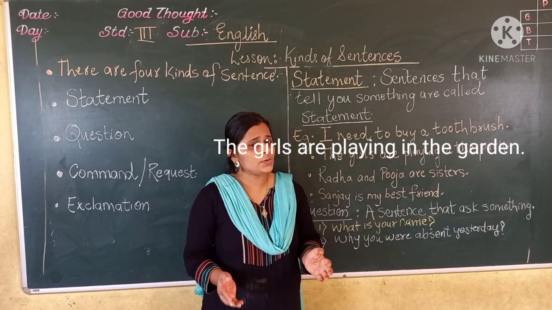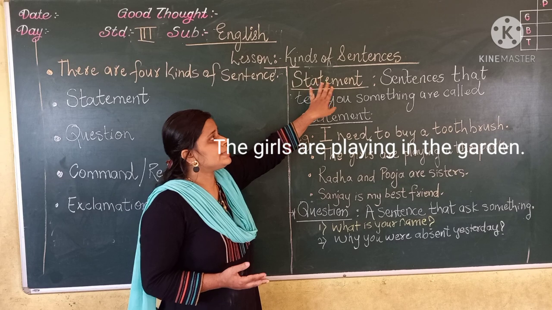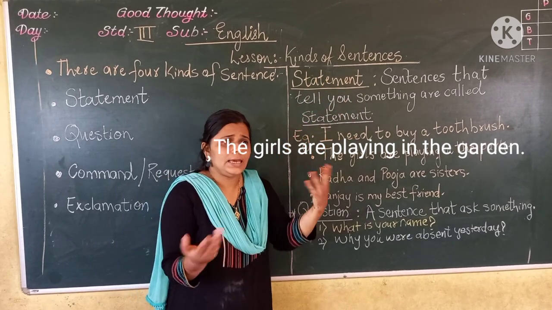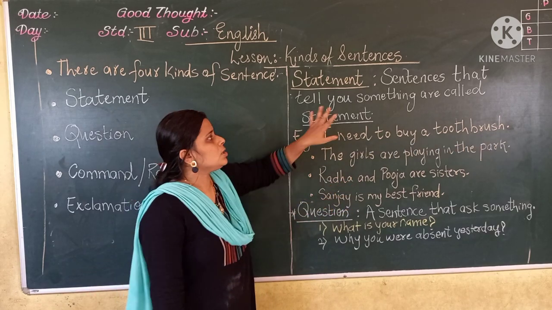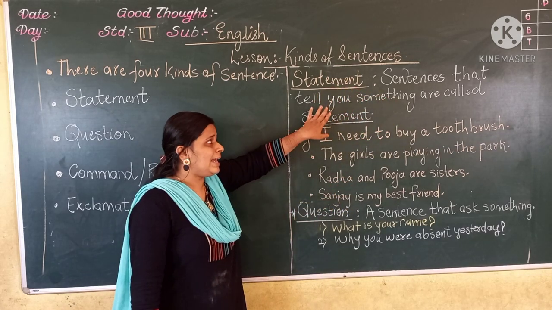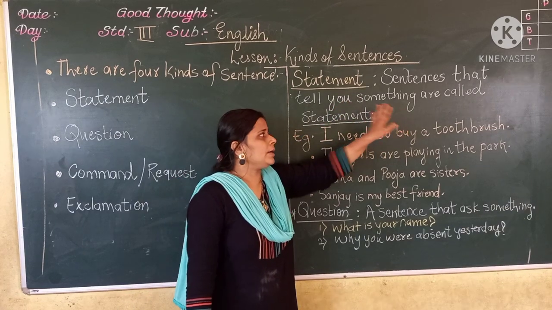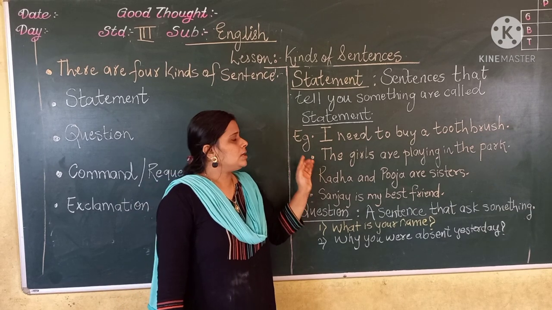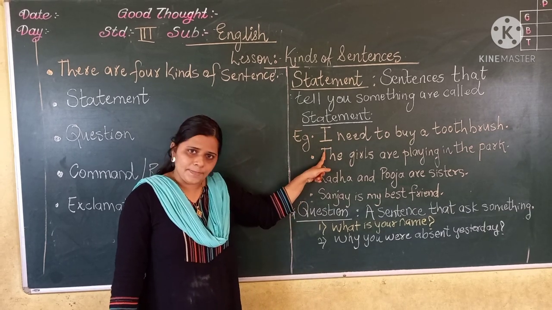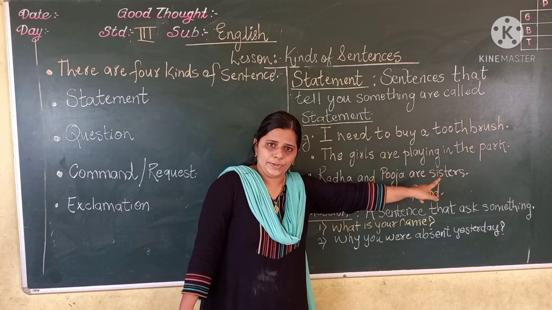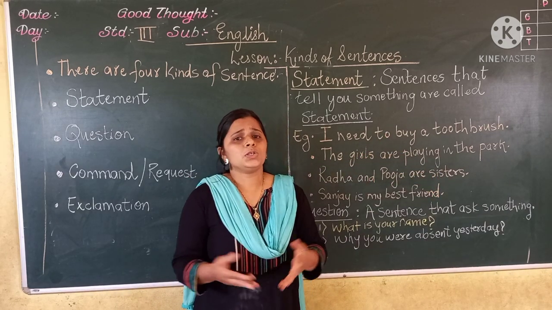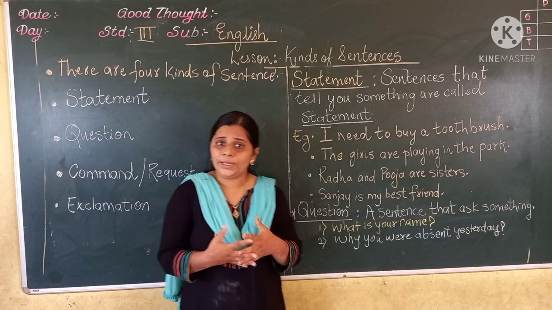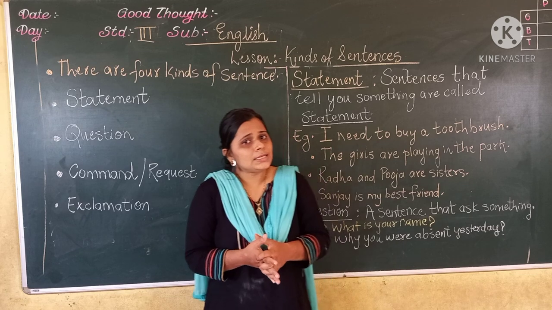Okay, understood students, what is statement? A statement is this type of sentence that tells us or says something about something. Sentences that tell you something are called statements. And remember, a statement starts with a capital first letter and ends with a full stop. Can you give any example of a statement? Like, I love to eat chocolates. So this is a statement.